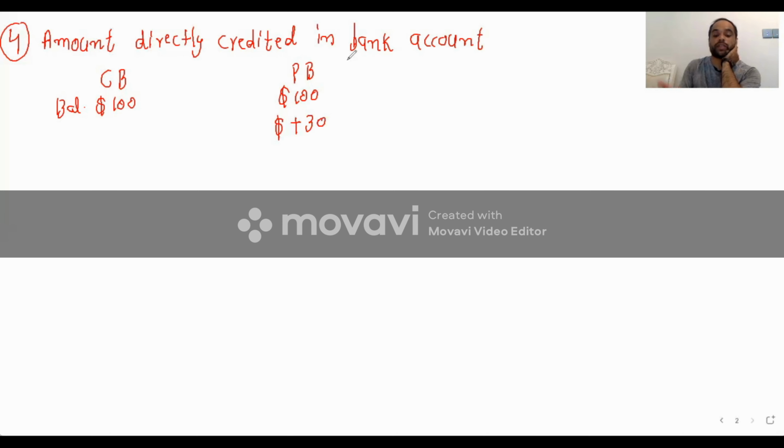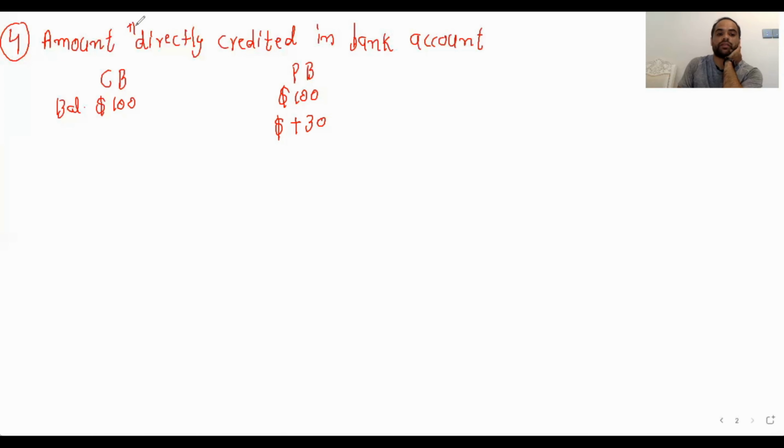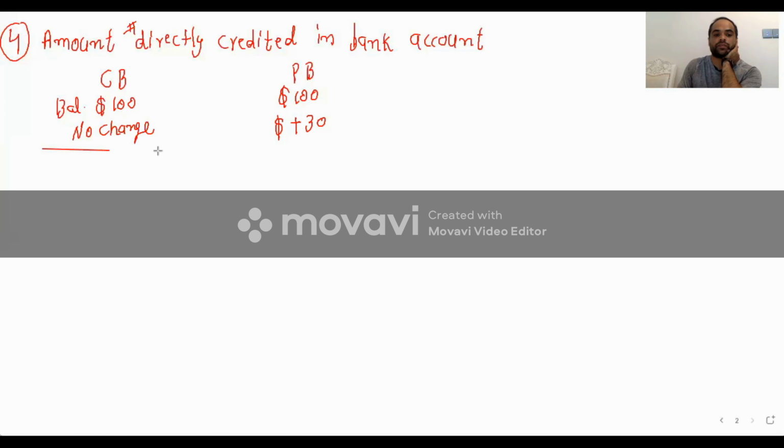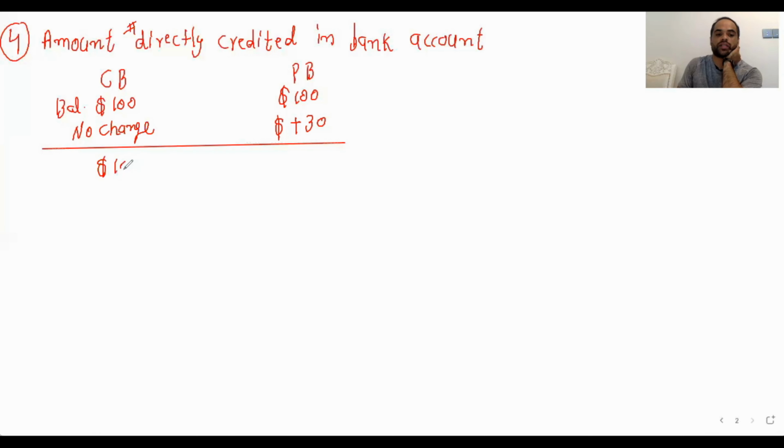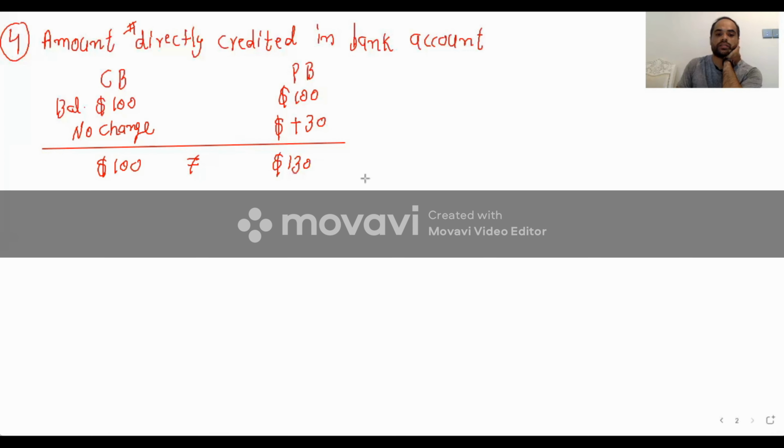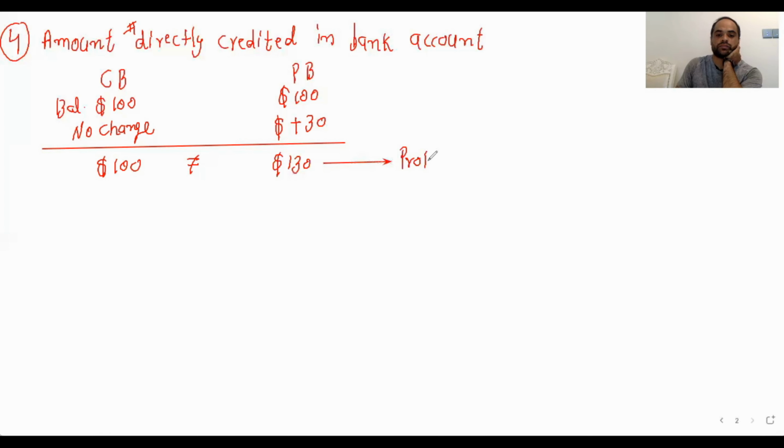$30 credited in your bank accounts means your bank balance increased. So obviously, if it's a direct thing that happens, your cash book is unaffected. So no change in your cash book here. As a result, your balance is unequal. So here is 100, which is unequal to 130. So this is the problem we faced because of this action.